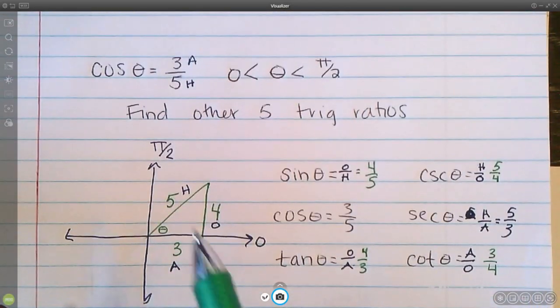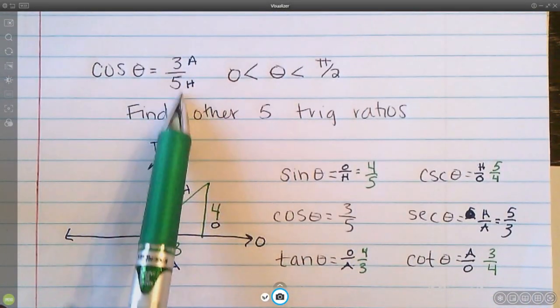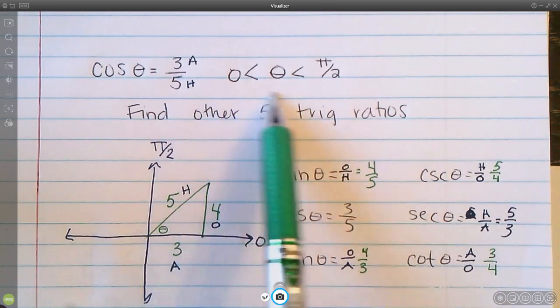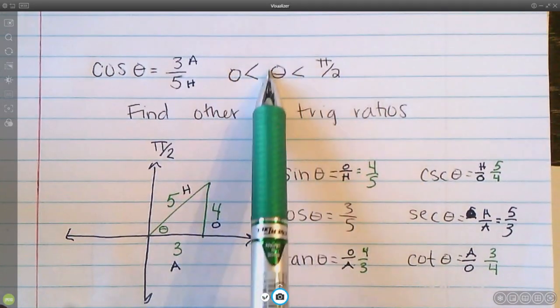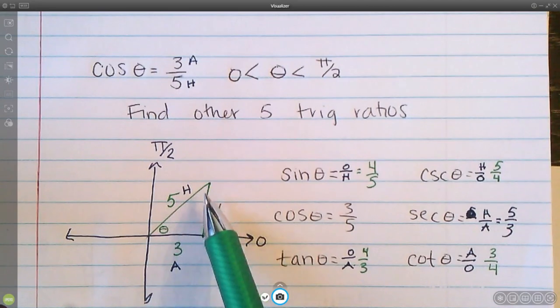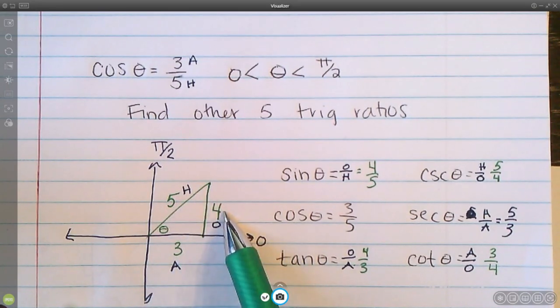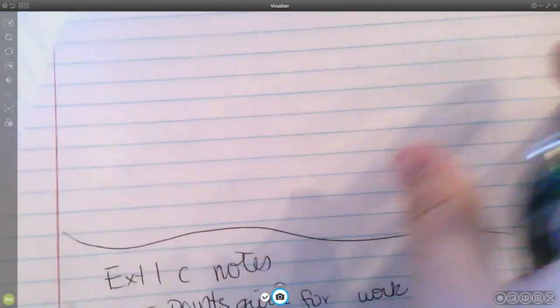So if you are given that the cosine of theta equals 3 over 5, this thing right here is talking about which quadrant it's in. Then you can find your missing side length, and then you can fill in the rest of these. Okay, and then we have one more example.